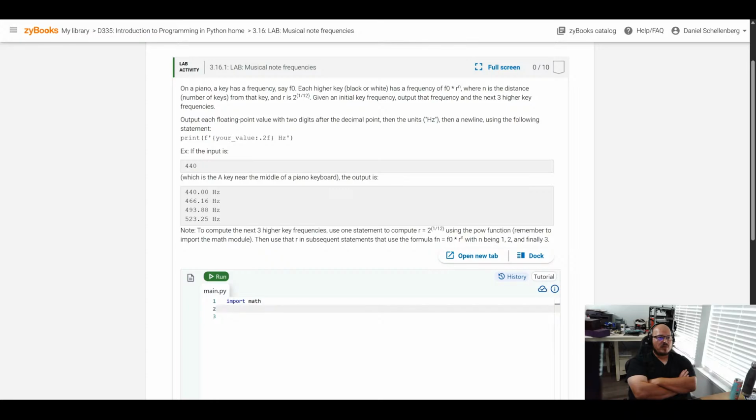Output each floating point value. Okay, so I'm trying to figure out how the math is being done here. So this is to compute the next 3 higher keys. So we'll do that after we figure out what to do up here. So let me just kind of look at this for a second here.